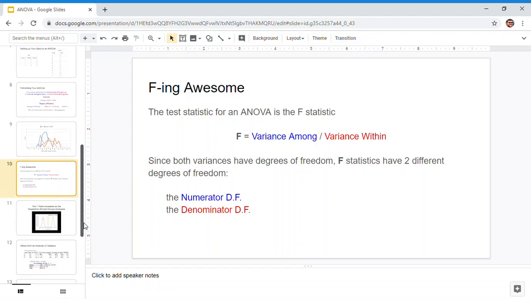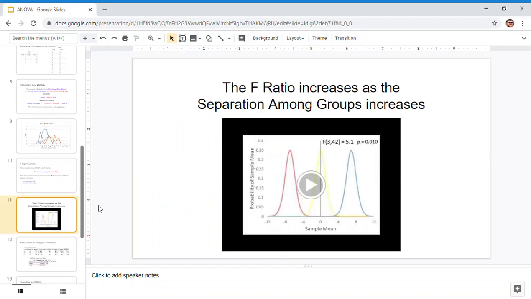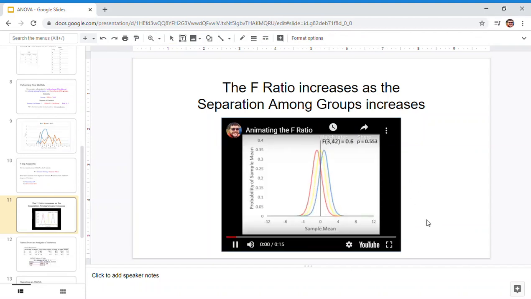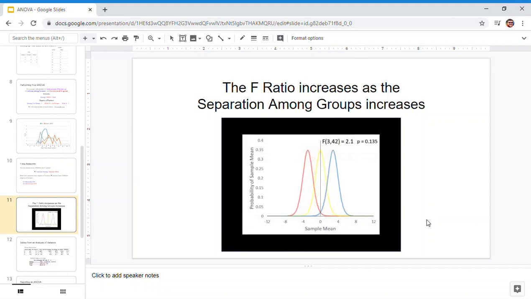And so what happens is you vary your F statistic. Well, you get something that looks kind of like this, where as your means spread out, the F statistic gets bigger, and as they come back together, the F statistic gets lower. So it's kind of a measure of how separated the group means are.